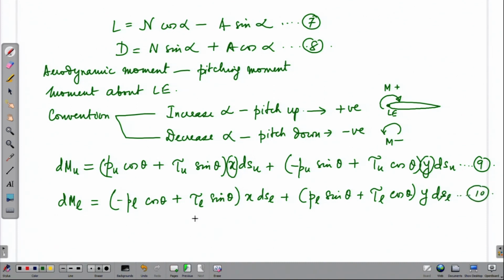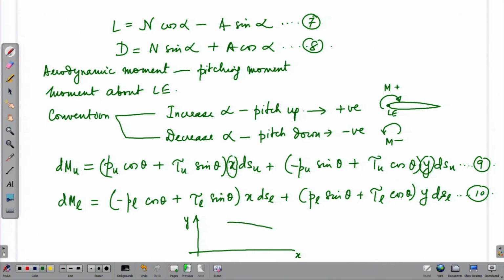So, let us suppose this is your axis system. The chord is of course along the x axis, and you are looking at some portion of the upper surface. Let us say this is a point A, and you are looking at its coordinates. You can define its coordinates as say x A and y A.